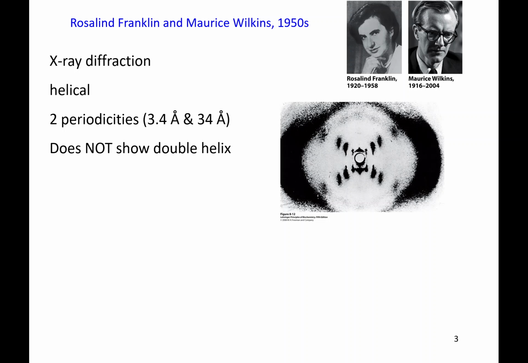This was the DNA X-ray diffraction pattern. It was found by Rosalind Franklin in the early 50s, and her advisor, Maurice Wilkins, suggested doing this experiment, and Rosalind Franklin did. This pattern suggested that DNA was in a helical structure. It had two periodicities in it, 3.4 angstroms and 34 angstroms. This crystal structure diffraction pattern did not show anything about a double helix.